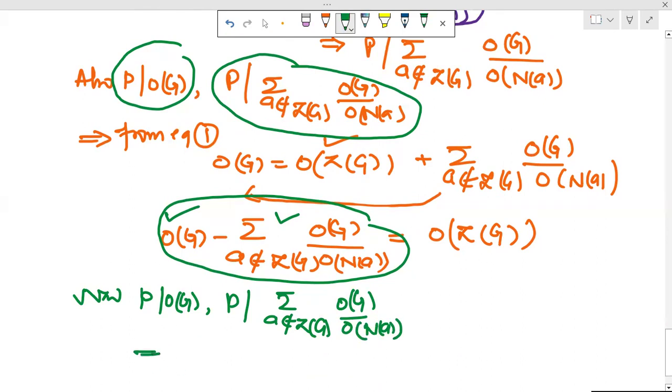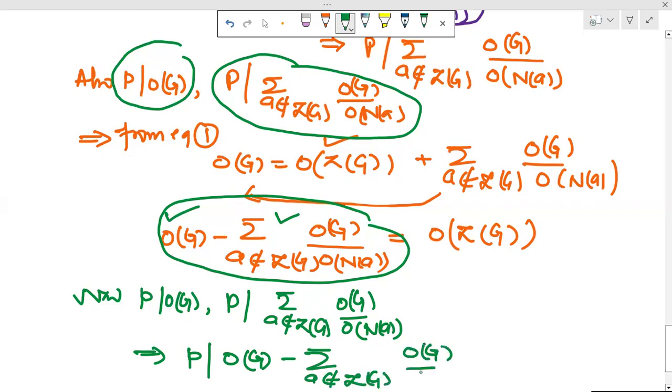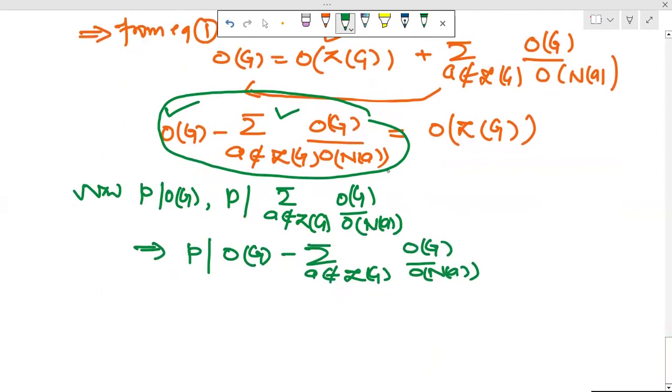This means P divides order of G minus summation a not belonging to Z(G), order of G by order of N(a). This is what we are getting. So from this equation, let it be equation 2, therefore from 2, P divides order of Z(G).